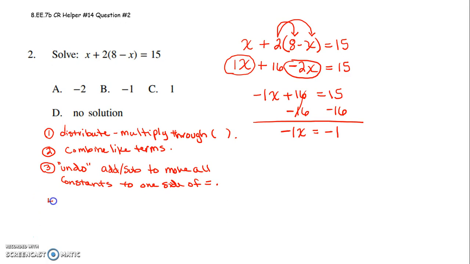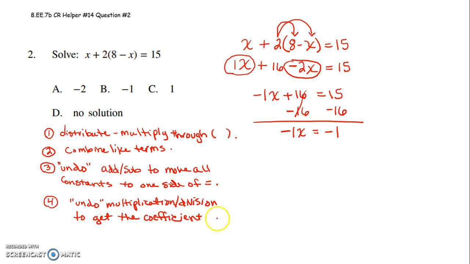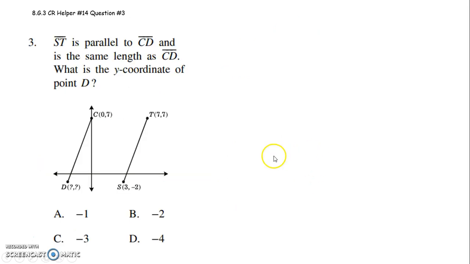Now in the last step here, to get x all by itself, you want the coefficient of the x to be a 1, to be a positive 1. So in our last step, we're going to undo any multiplication or division to get the coefficient of x to be a positive 1. That will isolate x all by itself on one side. Coefficient of your variable to be a positive 1.